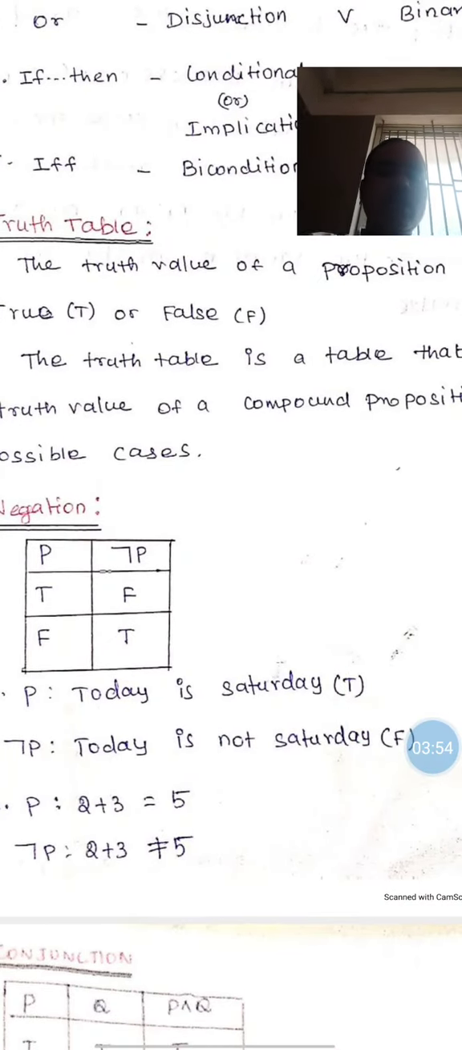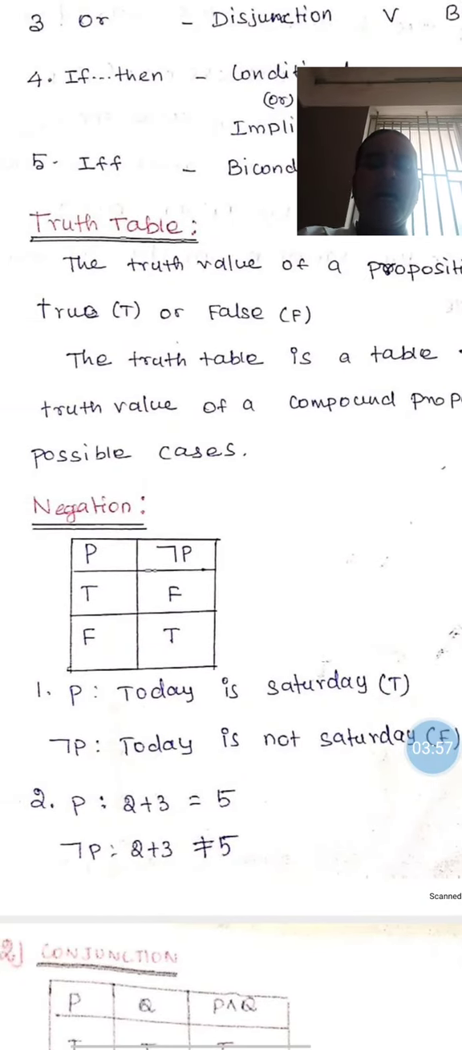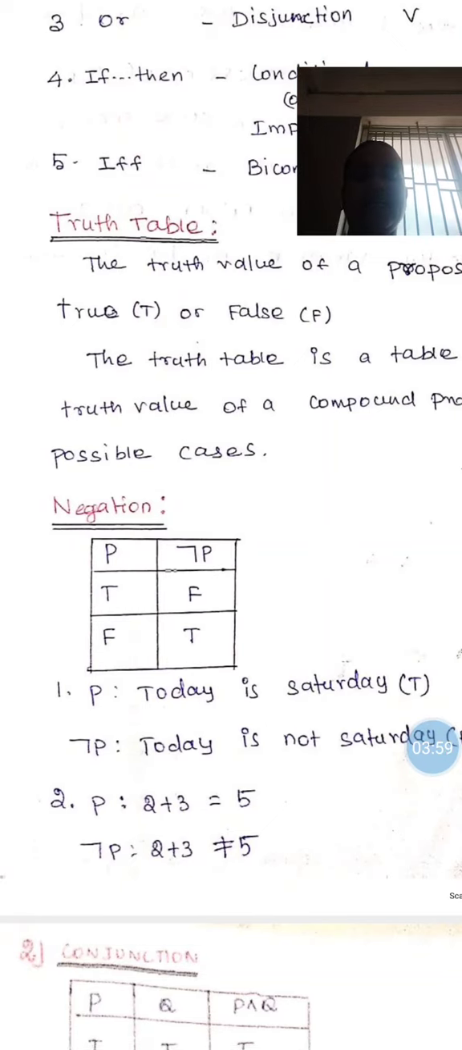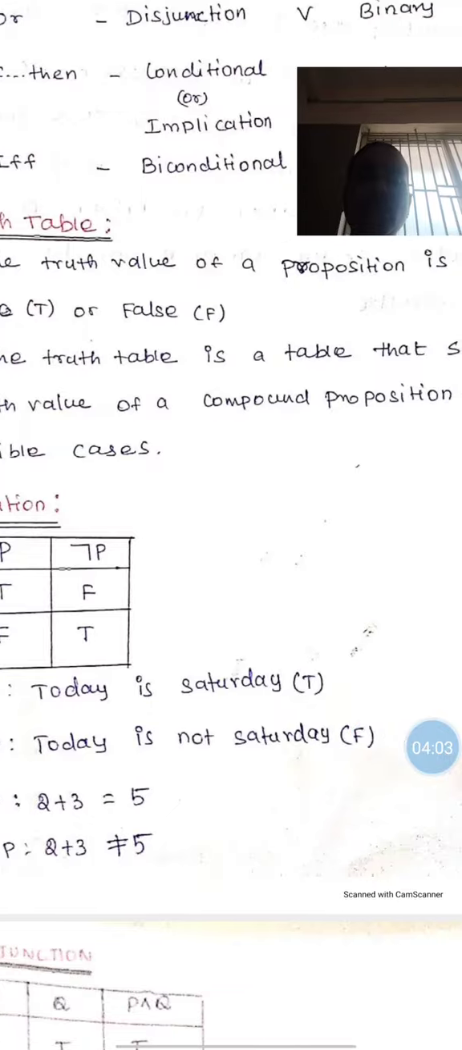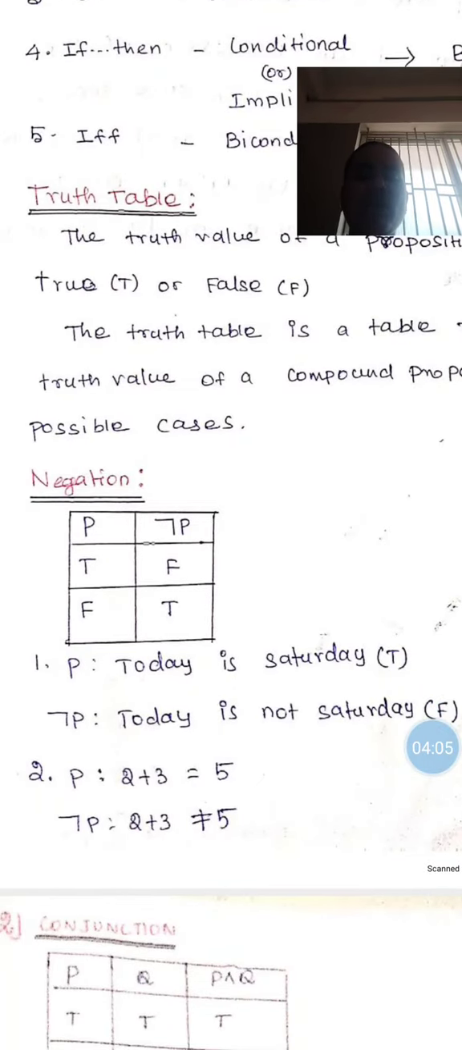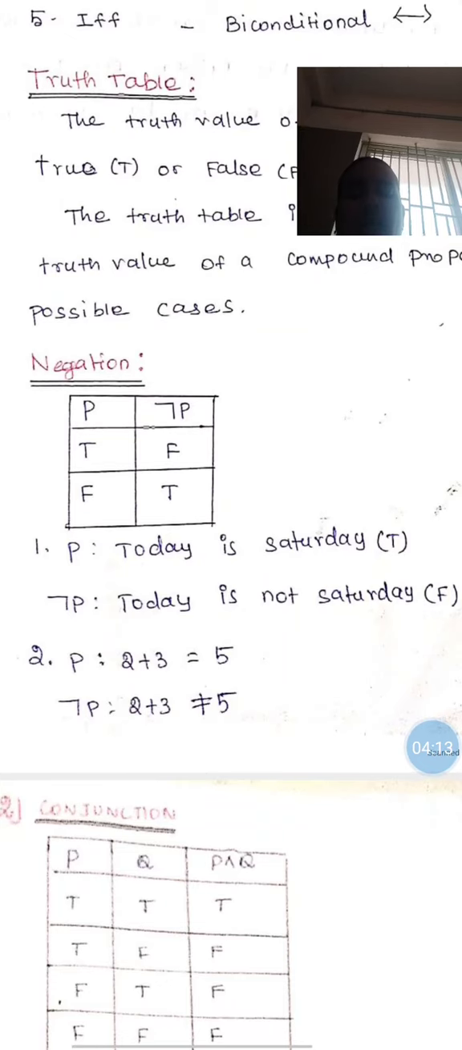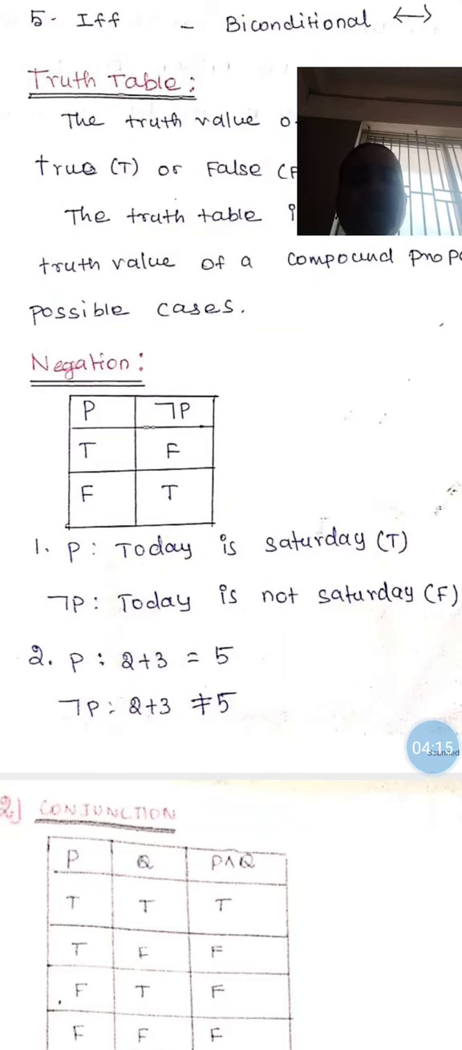That is, we denote the statement P: today is Saturday. This is true. Then negation P is: today is not Saturday. Here we want only one proposition. For this negation, we have only one proposition, that is P. Then we denote P as 2 plus 3 equal to 5. Then negation P is 2 plus 3 not equal to 5.